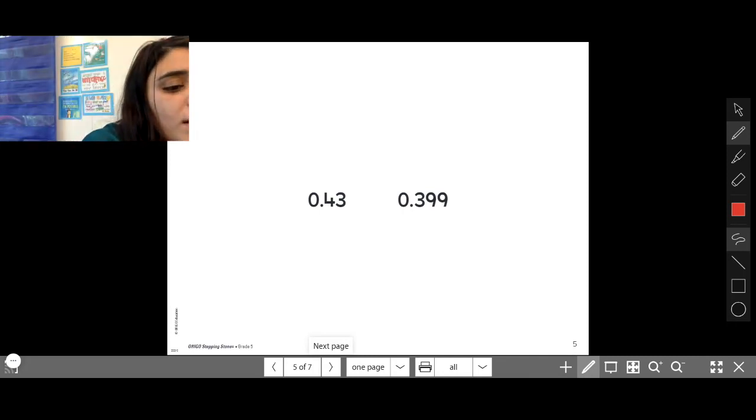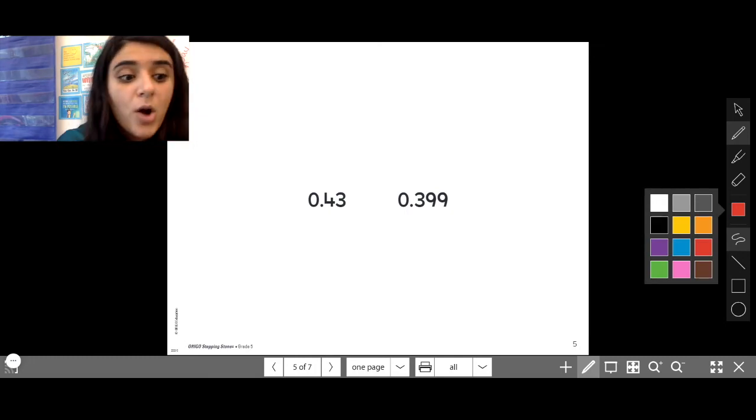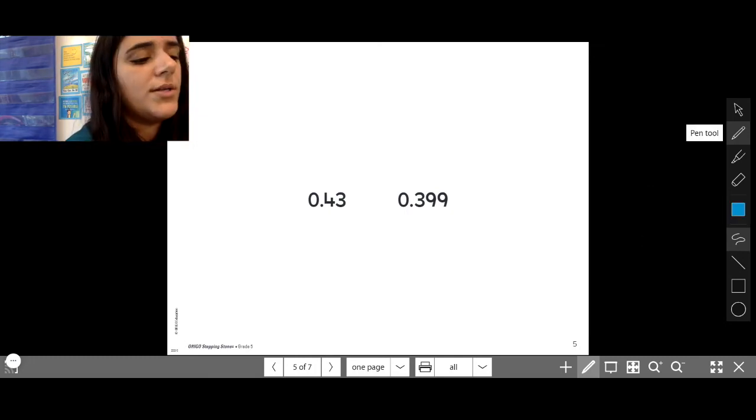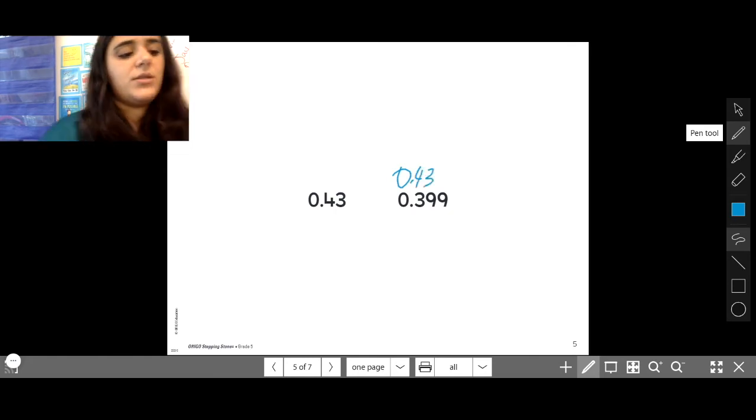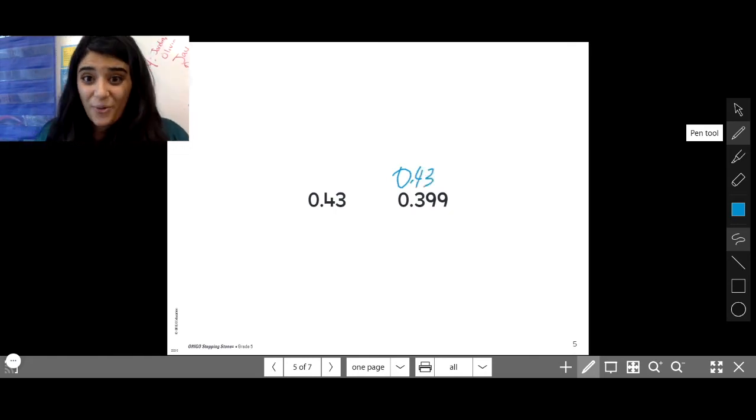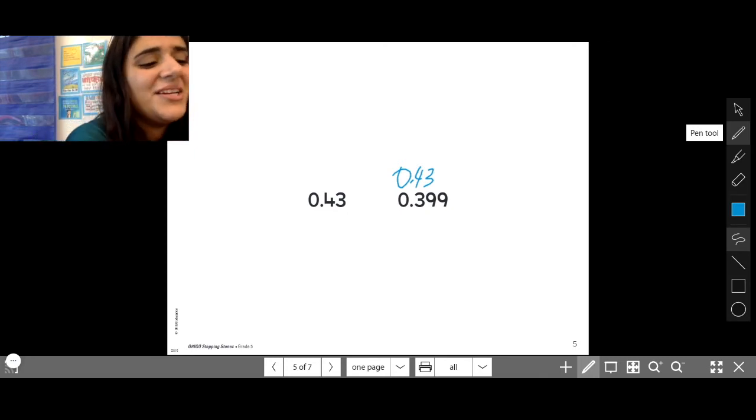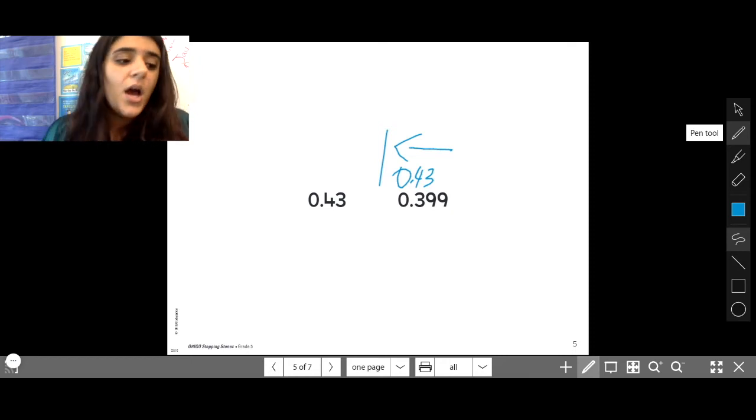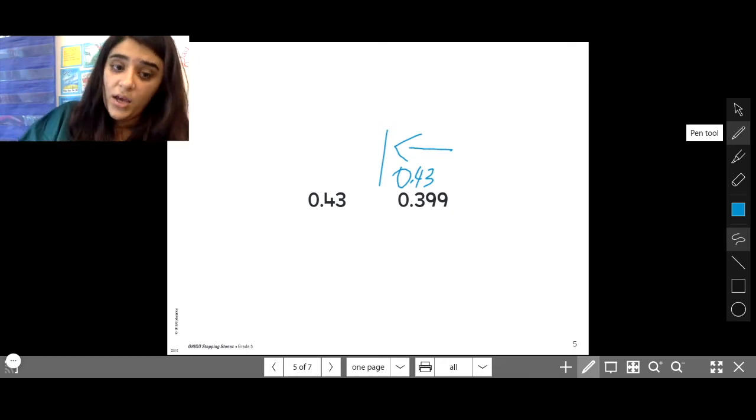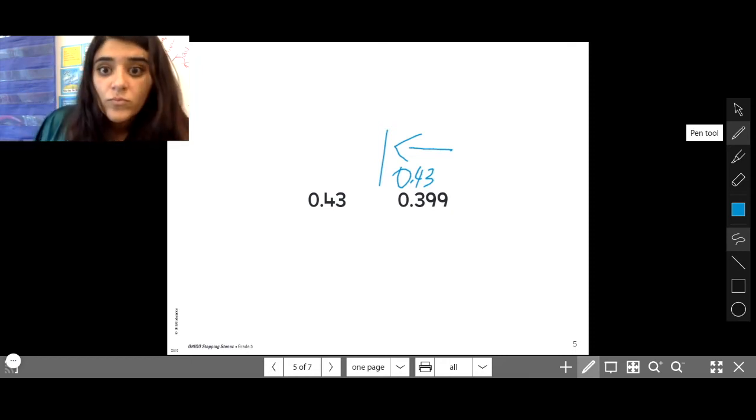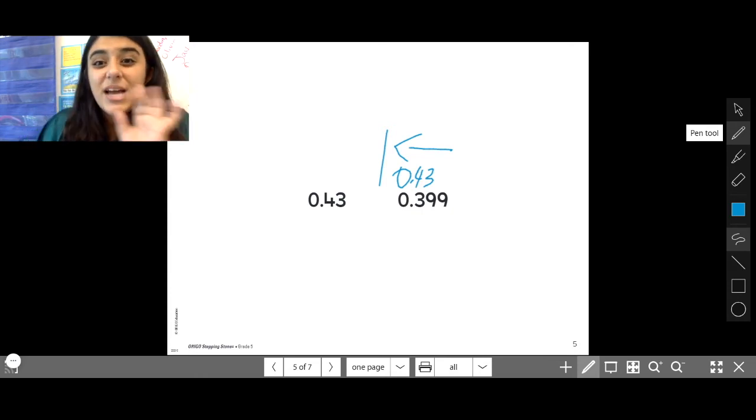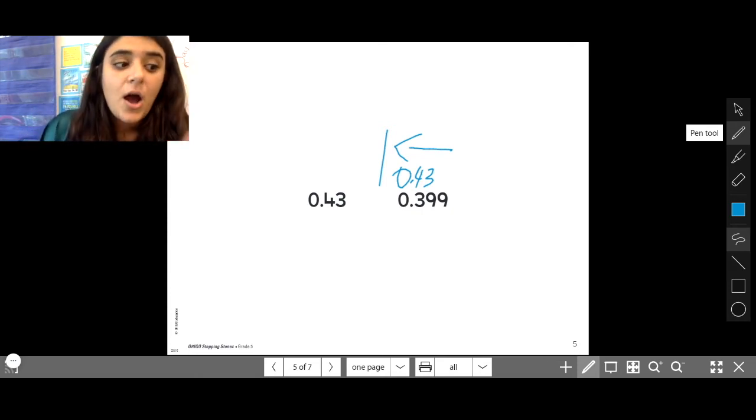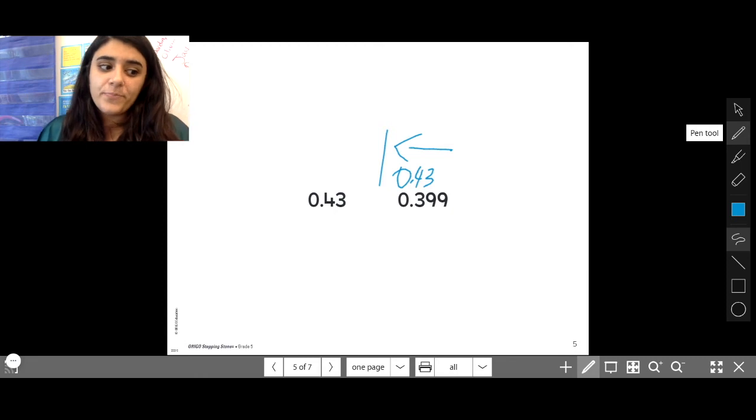All right, so let's do it. We're going to line up our ones places. So I'm going to go on top of 399. I'm going to write 0 and 43 hundredths. There we go. All right. So we're going to start on the left and work our way to the right. Do either of these numbers have anything in the ones place on that left side of that decimal?